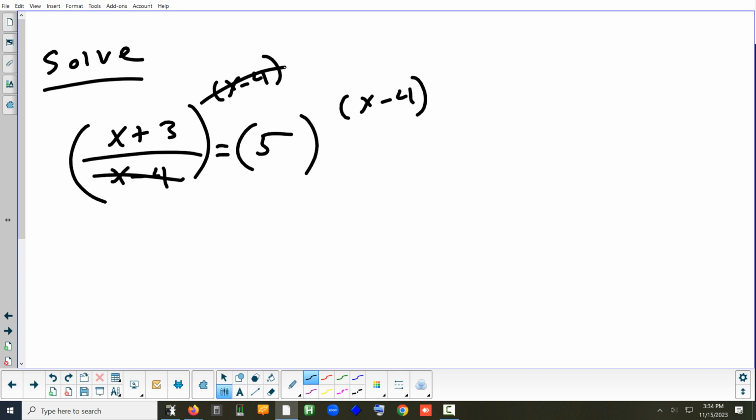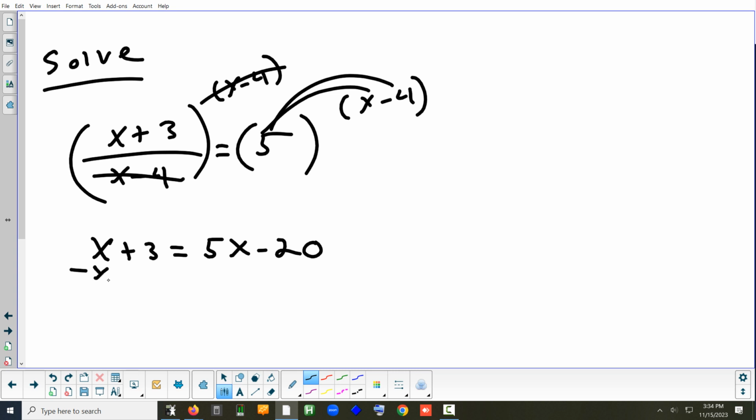So now we're left with x plus 3, and 5 has to be distributed. So 5x minus 20. And now we just get x by itself. So if we subtract x from both sides, what's 5x minus 1x? 5 minus 1 is 4x. 4x, yep.